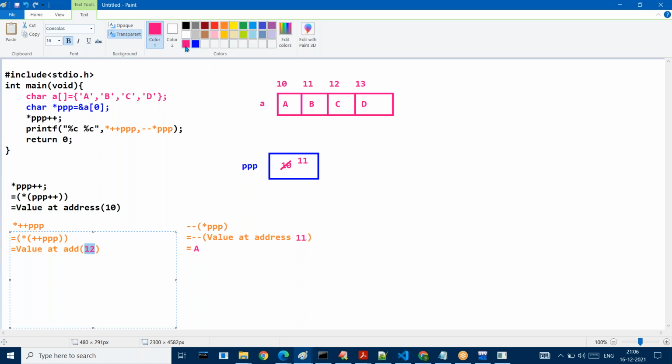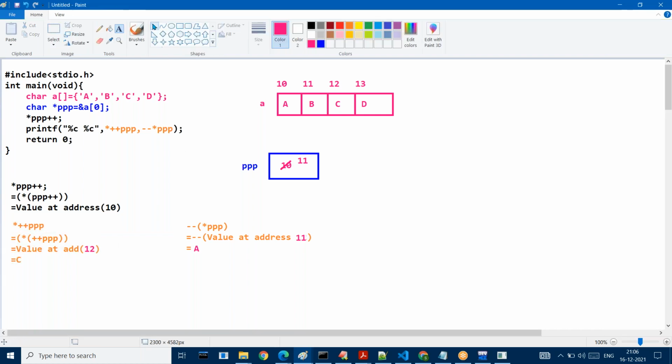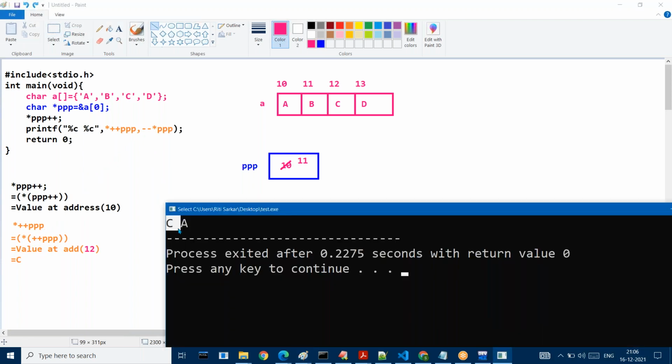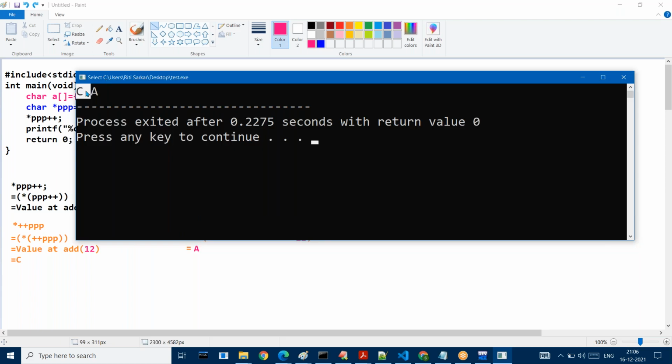It will become 12. Now see, value at address 12. What is that? C. Now when it will be printed, this part is giving me what value? C. This part is giving me what value? A. That is the reason when we executed that, CA will come.